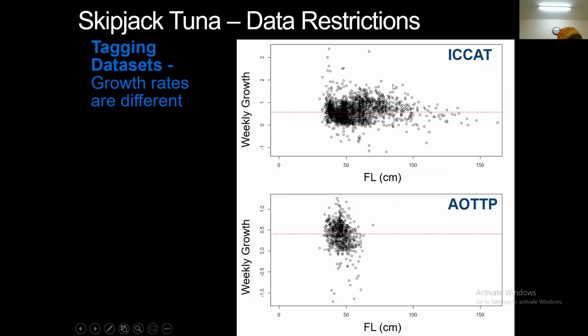Now, if we plot the ICCAT versus AOTTP data in terms of fork length and weekly growth to see if it's an effect of size, the dashed lines here are the median for each data set, again, with the median of ICCAT being higher than the median of AOTTP. The ICCAT database did have fish of a greater release length. These are both release lengths here for the fork lengths. The release lengths were higher for ICCAT. So again, I think that this difference is real. We haven't been able to tease apart what it could be caused by yet. So as a result, we have not combined these data sets.